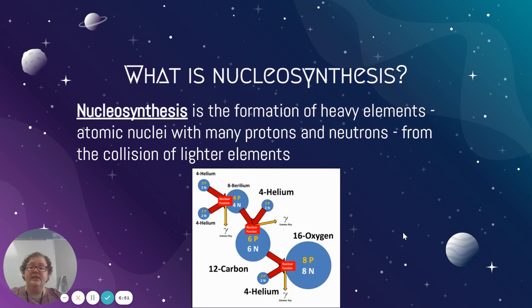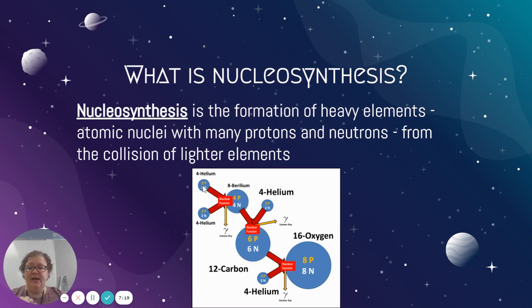So the way that nucleosynthesis happens is that these lighter elements are going to collide, undergo fusion, and the result is a heavier atom. So you can see in this diagram, we have helium. That helium was created in nuclear fusion like we talked about before. Now we have two helium atoms that are going to collide through nuclear fusion again, release energy in the form of gamma rays, which you can see here. And it's going to form a heavier element, in this case, beryllium.